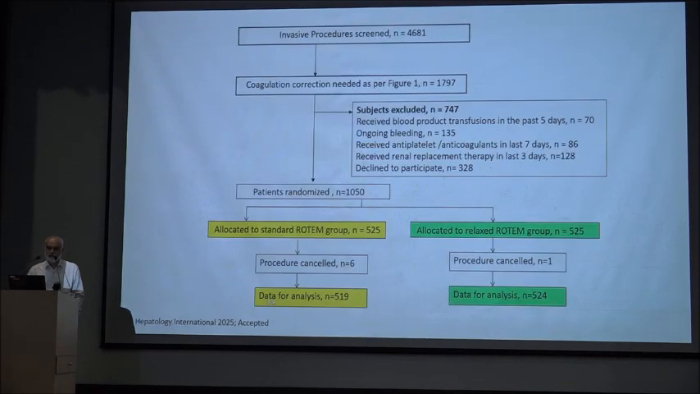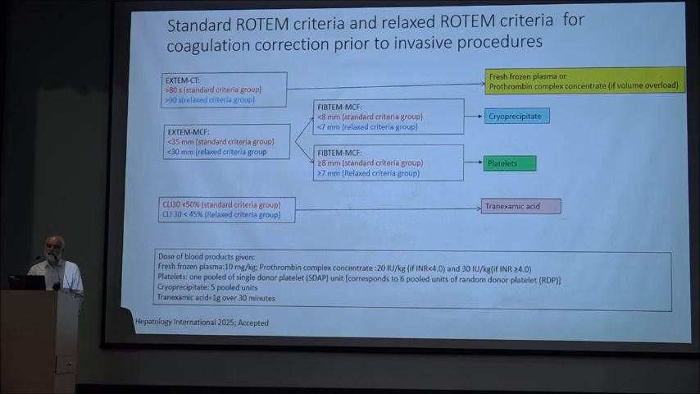So ultimately, data for analysis, because procedure was cancelled in 6 and 1 patient, so 519 and 524 patients were included in each group. So these were the criteria used. For FFP, it was EXTEM CT more than 80 or more than 90. Similarly, for cryoprecipitate, according to EXTEM MCF and FIBTEM MCF, and for platelets also according to these criteria, and for tranexamic acid. So basically, we relax about 10 to 12% of the criteria to see what is happening.